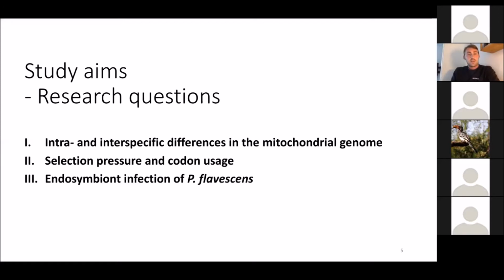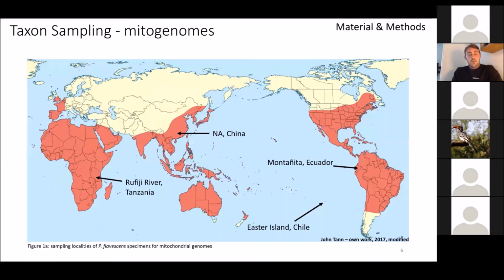Starting with my taxon sampling, I had four samples from four different localities. Three of them were from continental, migratory populations: Tanzania, China, and Ecuador. As the fourth one, I have a non-migratory population from Easter Island, which belongs to Chile. From these localities, I have my mitochondrial genomes.